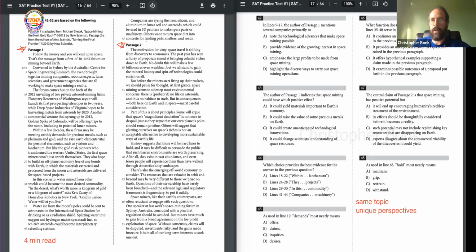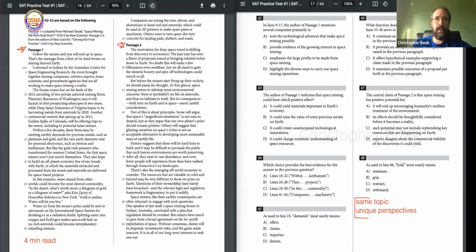But our priority for this was to talk about just the compare contrast side. So what is the topic? What are the unique perspectives? So what did we see right here? What was the common topic for these two articles? And what was each author focusing on for their perspective?